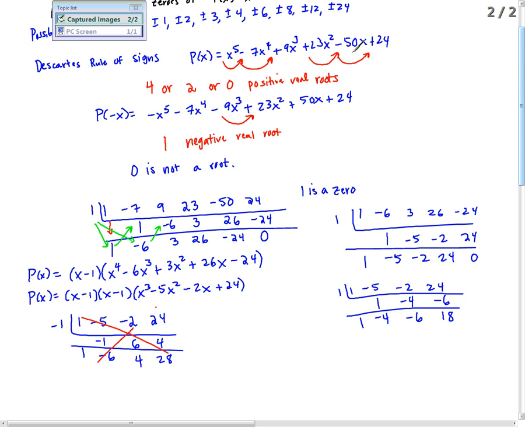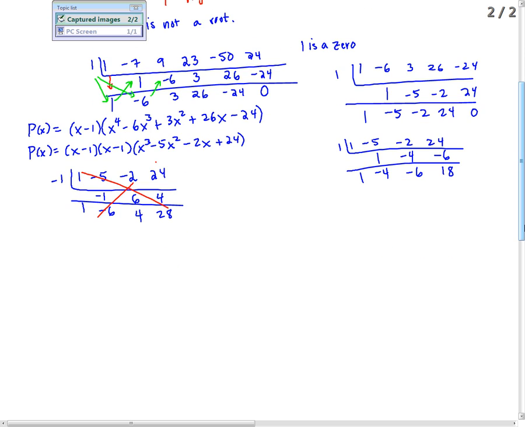So I'm going to scroll down a little bit. And I'm going to start with these numbers again. 1, -5, -2, and 24. I'm going to try -2. So I bring down the first term, 1. -2 times 1 is -2. -5 plus -2 is -7. -2 times -7 is +14. -2 plus 14 is 12. -2 times 12 is -24. -24 and +24 combined to give 0. Guess what? We have another 0.